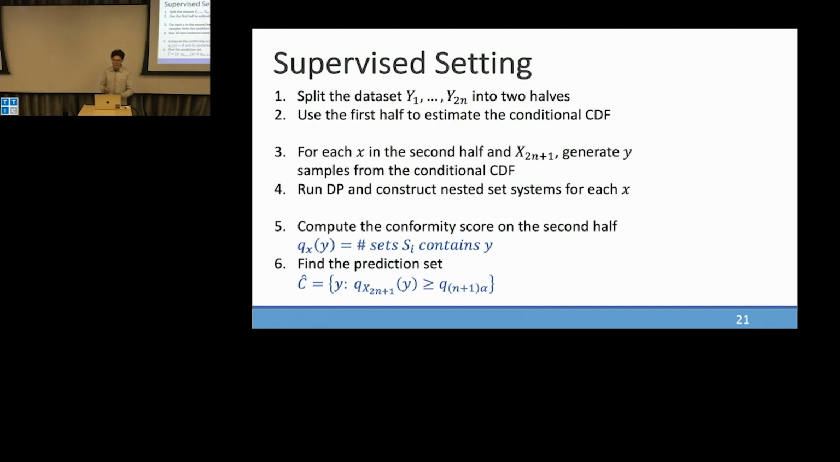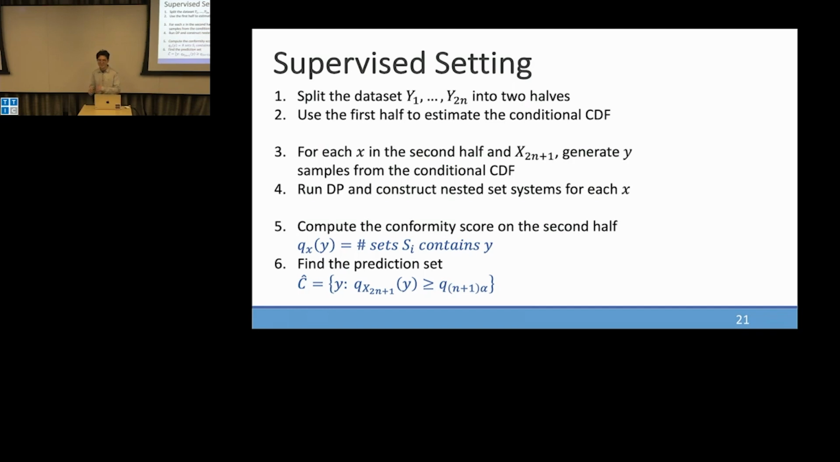So how we do this is we still split the data set into half and half, and we use the first half to estimate the conditional CDF. Now for each feature x, you have its conditional CDF as a distribution. And now you can generate as many samples as you want from this distribution. Based on these samples, you can run the DP on it and construct the nested set as before.